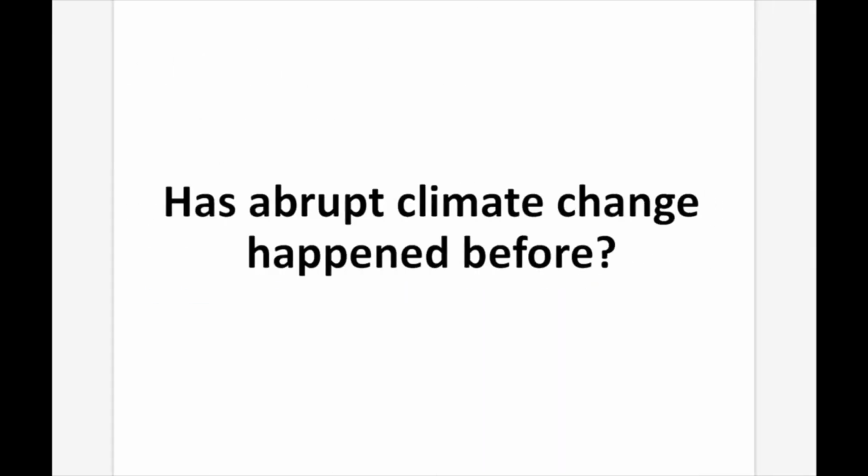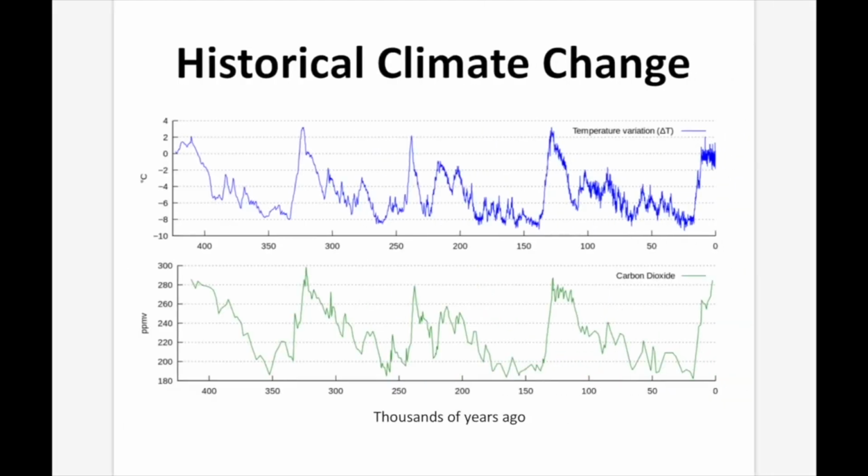Now, we do need to take a step back and think, has climate change happened before? Yes, it has. Take a look at this graph. It goes back about 400,000 years, and you can see that our temperature has fluctuated greatly over that time. In fact, about every 100,000 years or so, we see a spike in temperature, and then a drop in temperature.